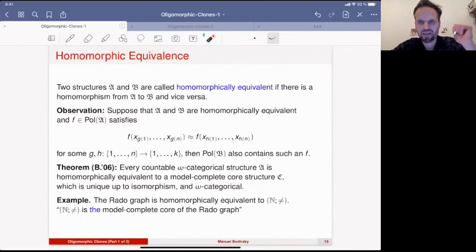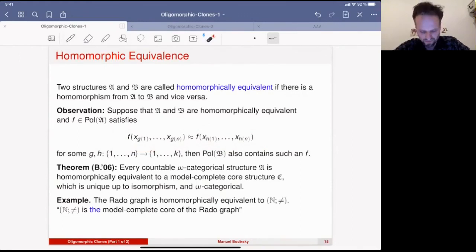Then, if we start with an omega categorical structure, we can always find another structure which is homomorphically equivalent and is a model complete core. This model complete core structure will even be unique up to isomorphism, and it will again be omega categorical. And this homomorphic equivalence, meaning having homomorphisms in both directions, will preserve height 1 identities. Some very easy facts that you can verify.